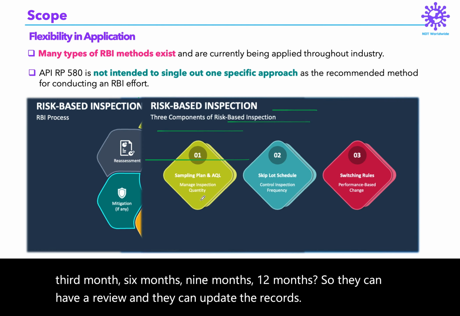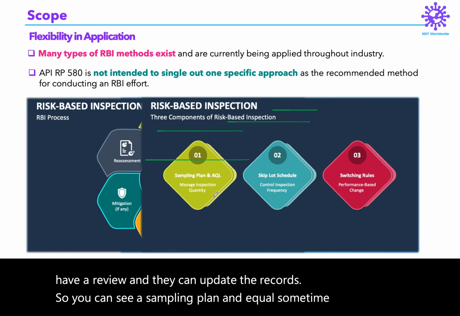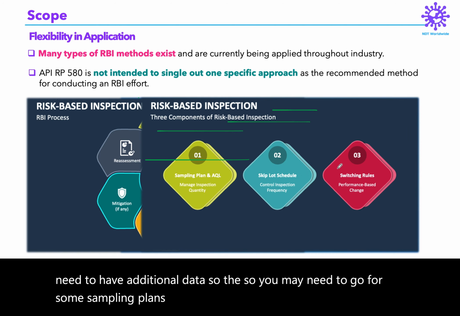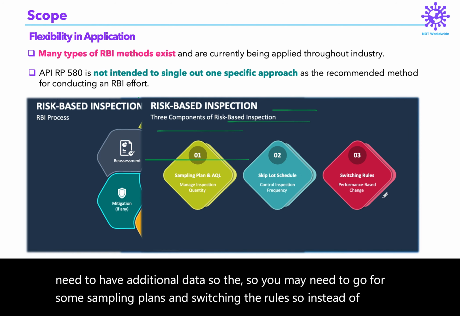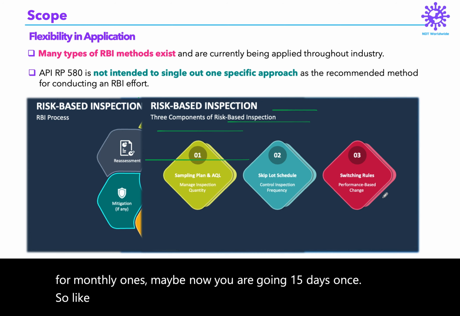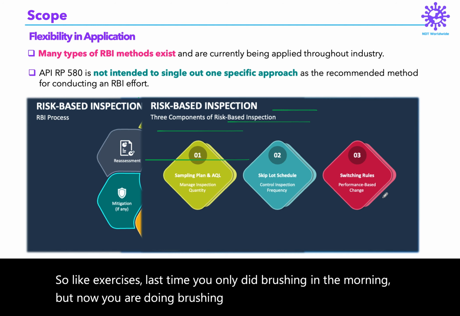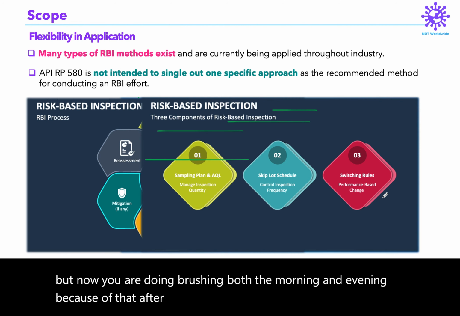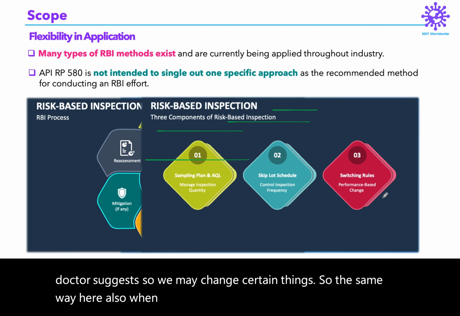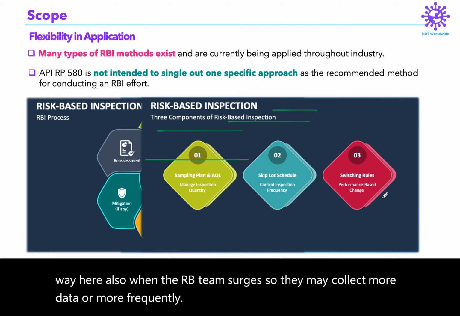You can see a sampling plan and AQL. Sometimes you may need additional data, so you may need to go for some sampling plans and switching rules. So instead of going monthly, maybe now you are going 15 days once. Like with exercises: last time you only did brushing in the morning, but now you are brushing both morning and evening because of the doctor's suggestion. When the doctor suggests, we may change certain things. The same way here, when the RBI team suggests, they may collect more data or more frequently. They'll do all these assessments.